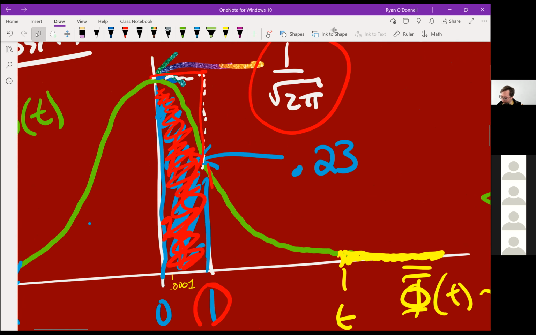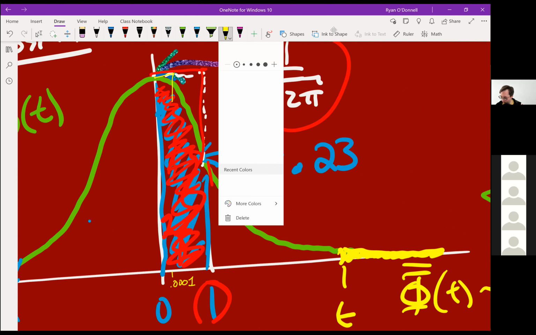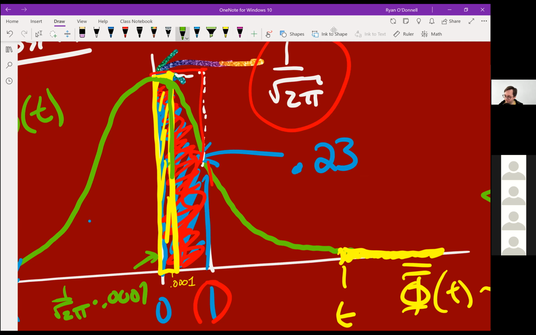And that's going to make some progress because the triangle you'll get if you study that instead of 1 standard deviation, or the rectangle you'll get, is much more similar to the area under the curve from here to here. It's a trapezoid with a slightly curvy side, but this is going to be much closer to 1 over root 2 pi times 0.0001. That's going to be much closer.